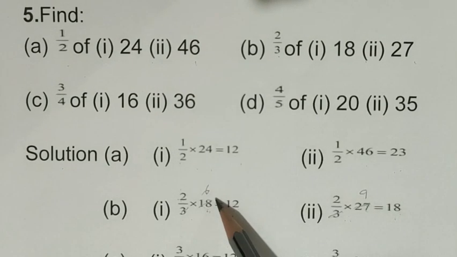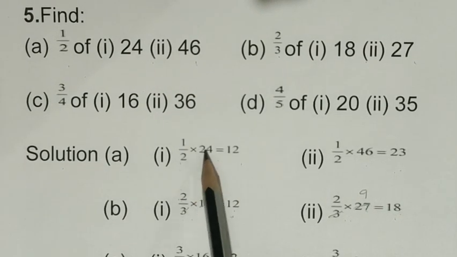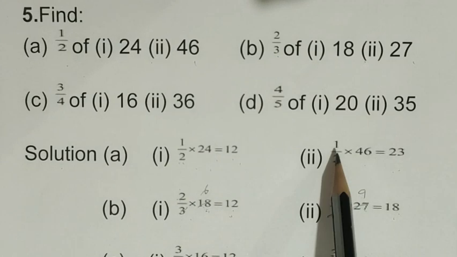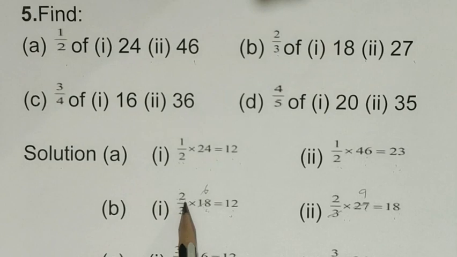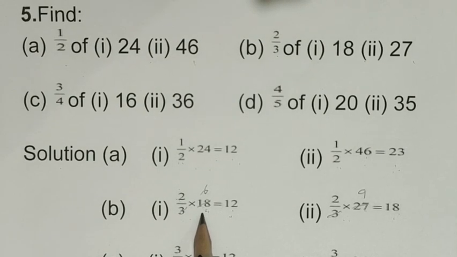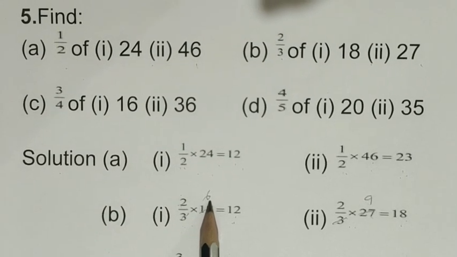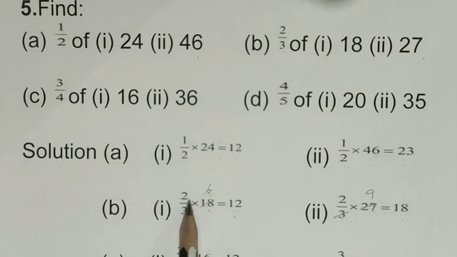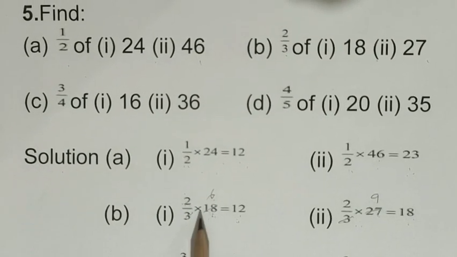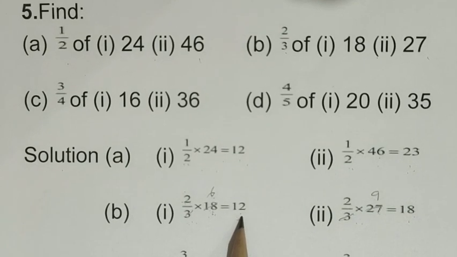I'll explain these two correctly. Half of 24, 24 by 2, it is 12. Half of 46, 46 by 2, it is 23. Next question, 2 by 3 of 18. So 3 and 18, I made the cancellation here. 2 into 6 equal to 12. Otherwise, 2 into 18, that is 36. 36 by 3, it is equal to 12.